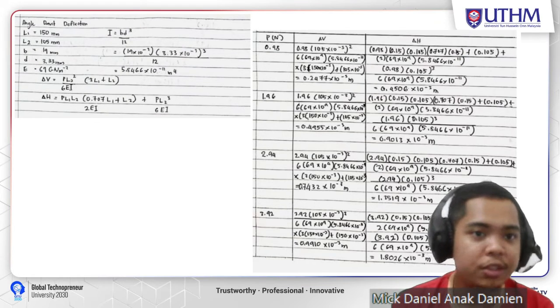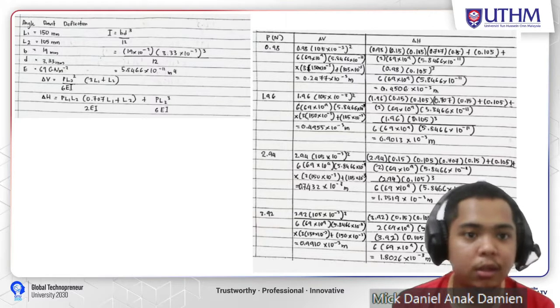For the fourth bar, which is the angle davit deflection, we use the formula for vertical PL square over 6EI times 3 length 1 and length 2. However, for the horizontal, we use the formula P length 1 times length 2 times 0.707 length 1 plus length 2 over 2EI plus PL cube over 6EI.